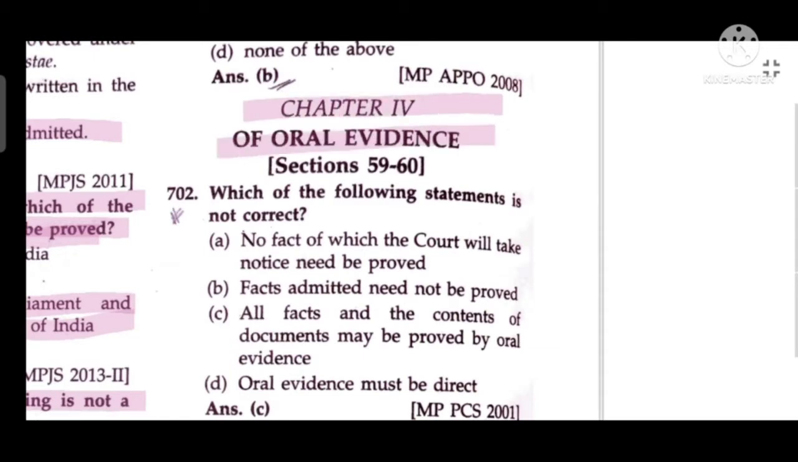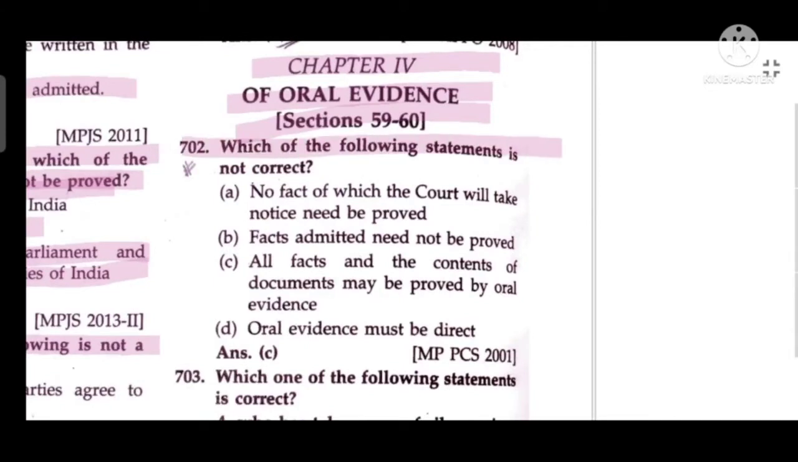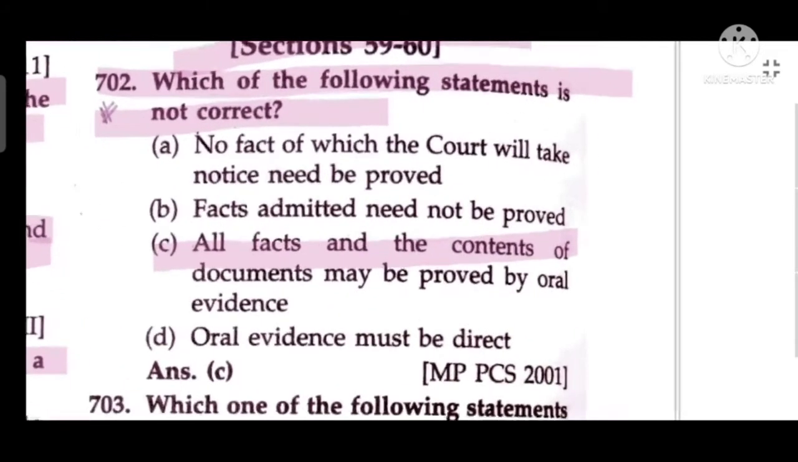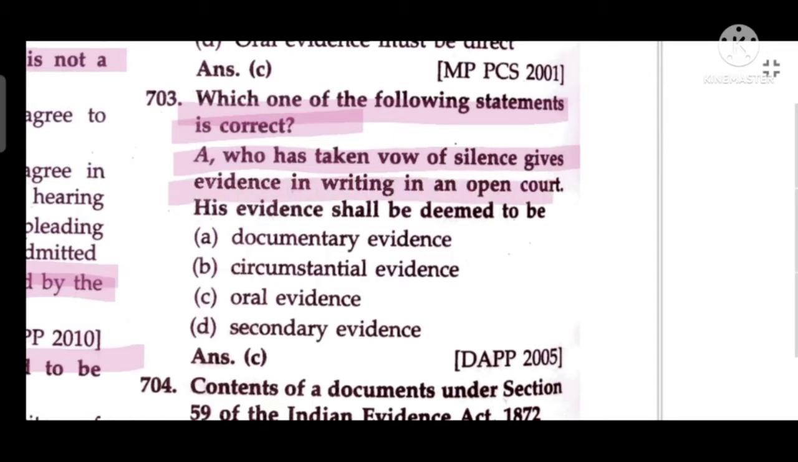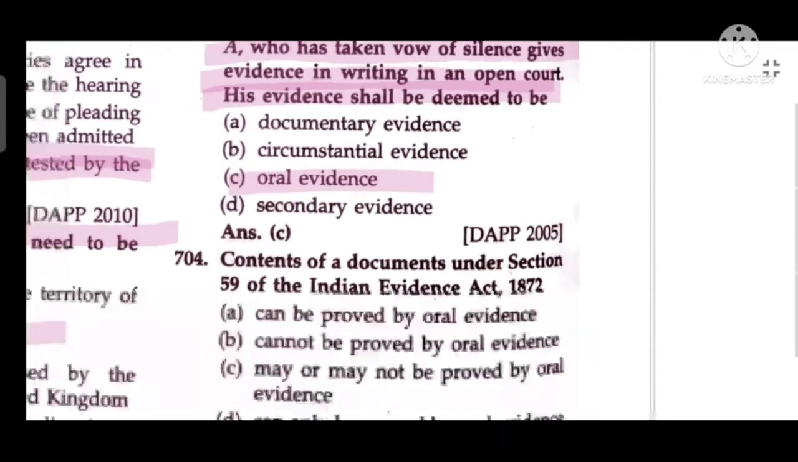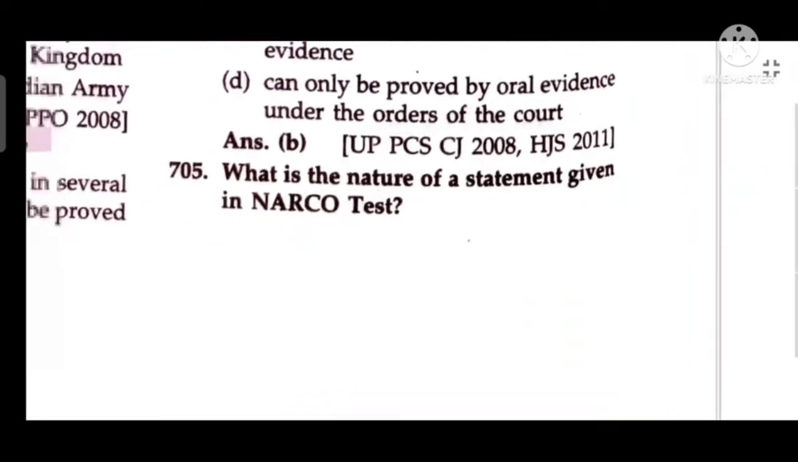Chapter 4, Oral Evidence, Sections 59 to 60. Which one of the following statements is not correct? All facts and the contents of documents may be proved by oral evidence. Which one of the following statements is correct? A person who has taken a vow of silence gives evidence in writing in open court; his evidence is deemed to be oral evidence. The contents of a document under Section 59 of the Indian Evidence Act cannot be proved by oral evidence.